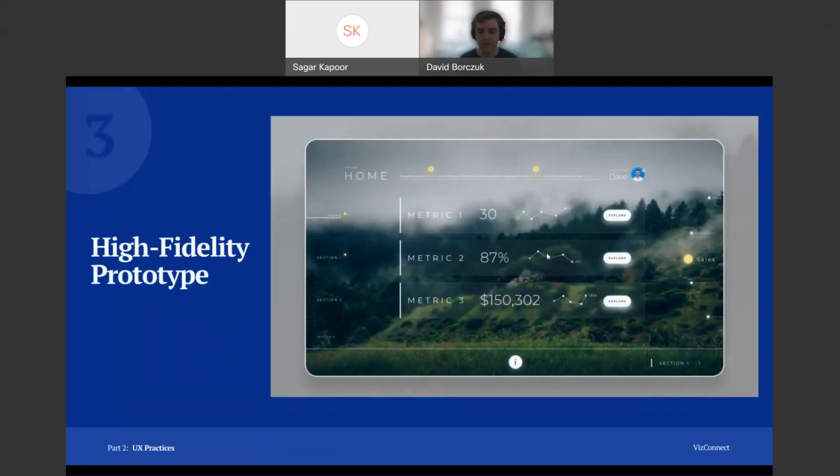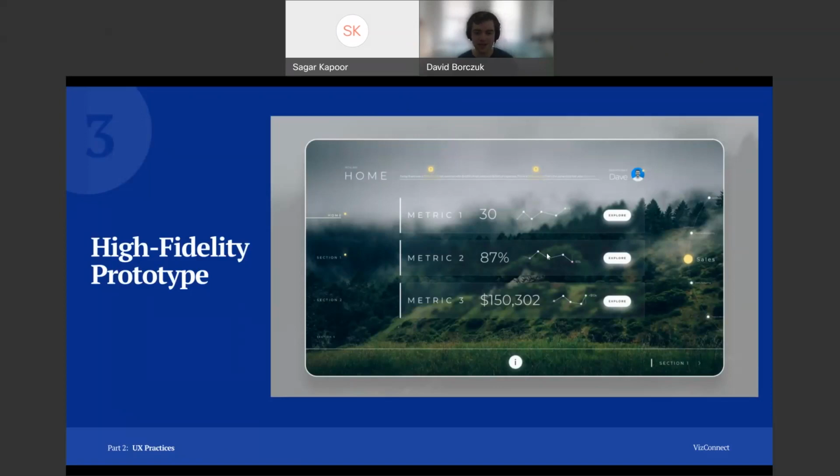This is just a proof of concept that I created a few months ago for a dashboard. I didn't test any user experience on it, but it's just an example of a higher fidelity version of something that you would create. Here we have an image background, the 3 metrics in the middle, and a navigation wheel on the right-hand side.